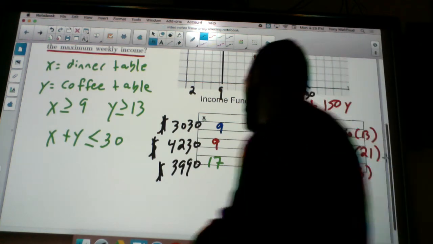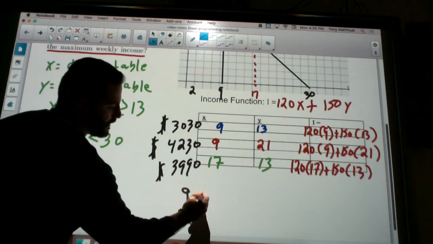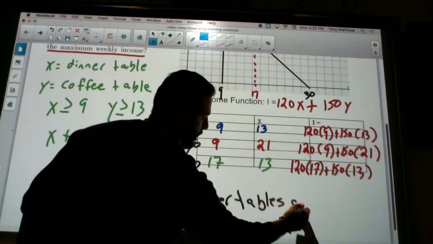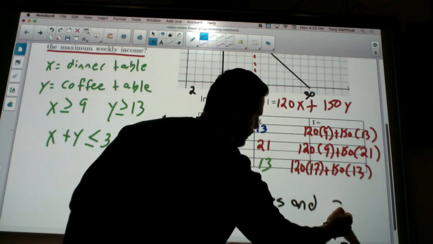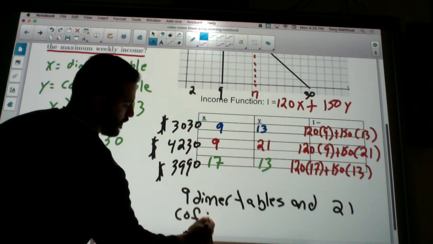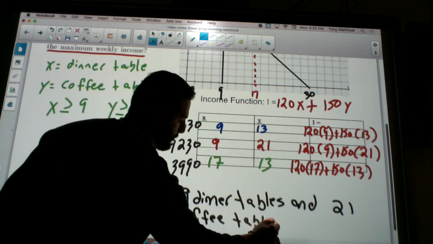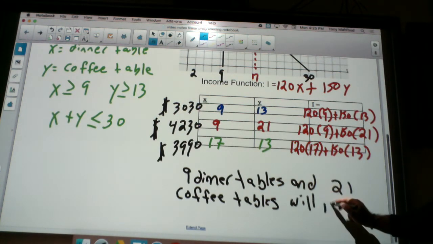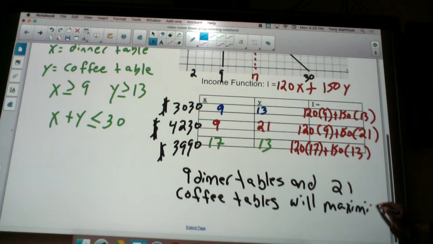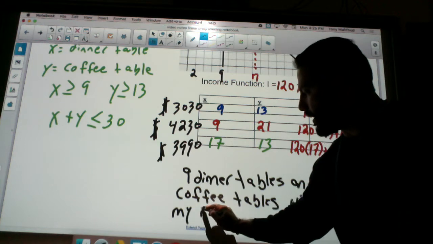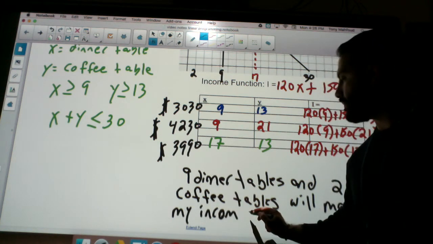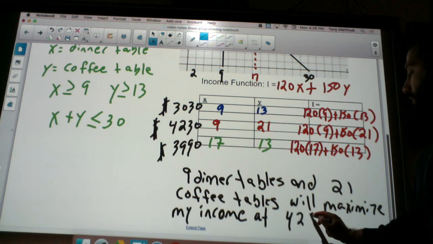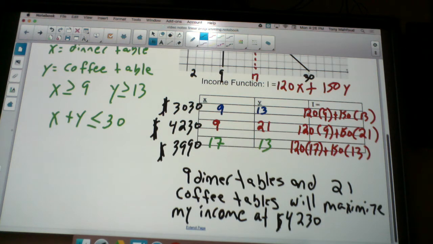So make sure you answer it with words. So 9 dinner tables and 21 coffee tables will maximize my income at $4,230. That's a lot of money.